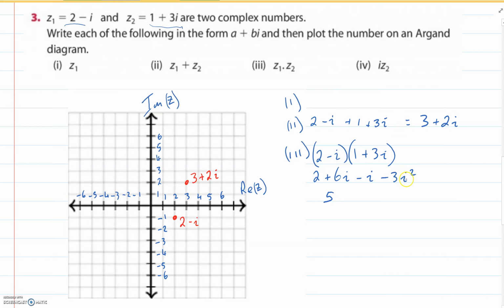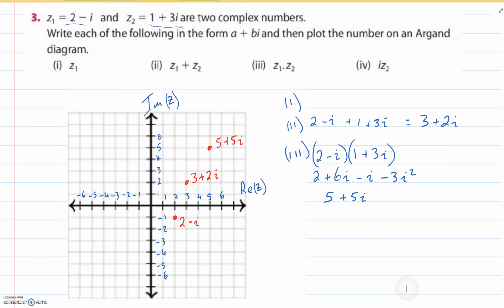I squared is minus 1, so you have minus 1 multiplied by minus 3, which is plus 3, and 3 and 2 is 5. Add your imaginary parts together, and you're going to get plus 5i there. So that's the solution for part 3. You plot that then onto your diagram. 5 plus 5i: 1, 2, 3, 4, 5, plus 5i, 1, 2, 3, 4, 5, and that's 5 plus 5i.